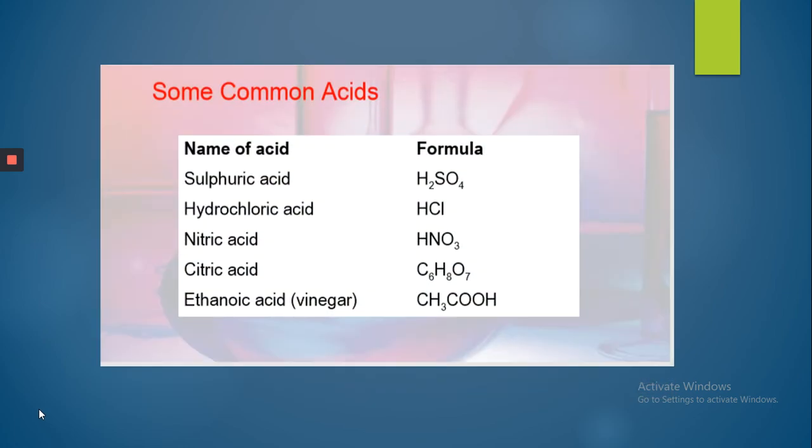Here are some common acids. The formula of sulfuric acid is H2SO4, hydrochloric acid is HCl, nitric acid is HNO3, citric acid is C6H8O7, and ethanoic acid, commonly known as vinegar, has the formula CH3COOH.